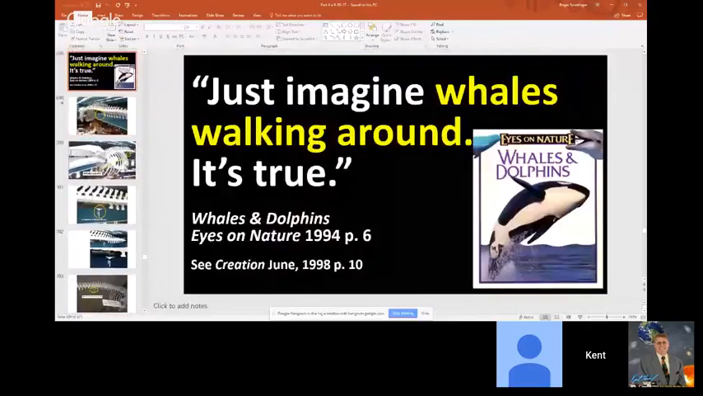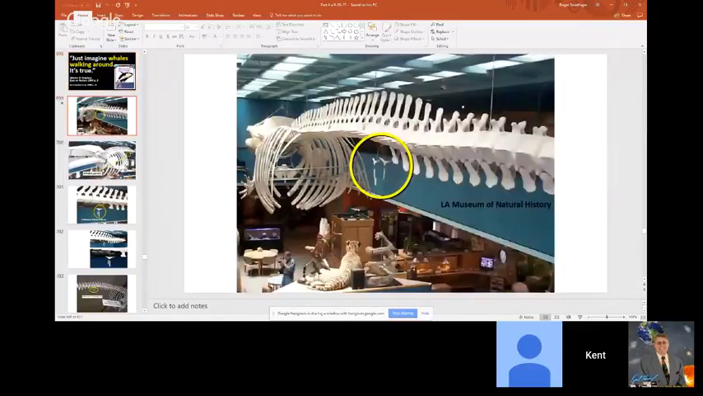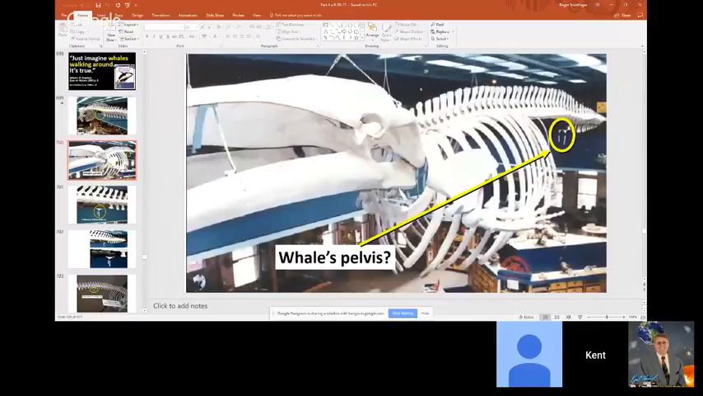Okay. You mentioned about the whales and the pelvic bones. Let me just explain to the listeners what this is about. This textbook shares what I would call the propaganda. Just imagine whales walking around. It's true. Here's the Los Angeles Museum of Natural History, has a skeleton of a whale. And it shows these bones you're referring to down here in the abdomen area. Here they are, another view inside that circle.